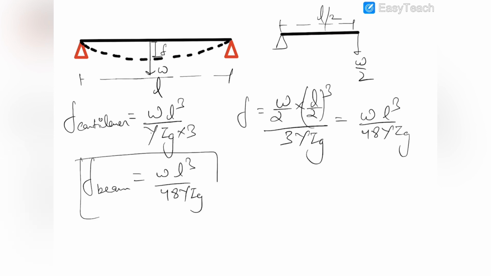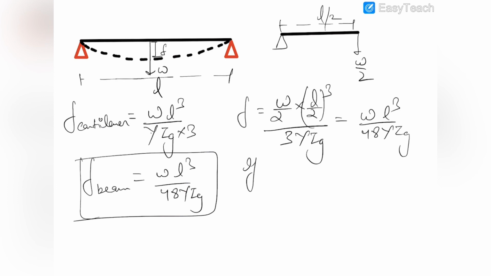Some of you must be wondering why I have not added the depression due to both cantilevers. You can observe that this depression would be the same due to both cantilevers, so you can find it by either of them, and it would not be added because the depressions are not adding up. This depression is the same for both cantilevers.